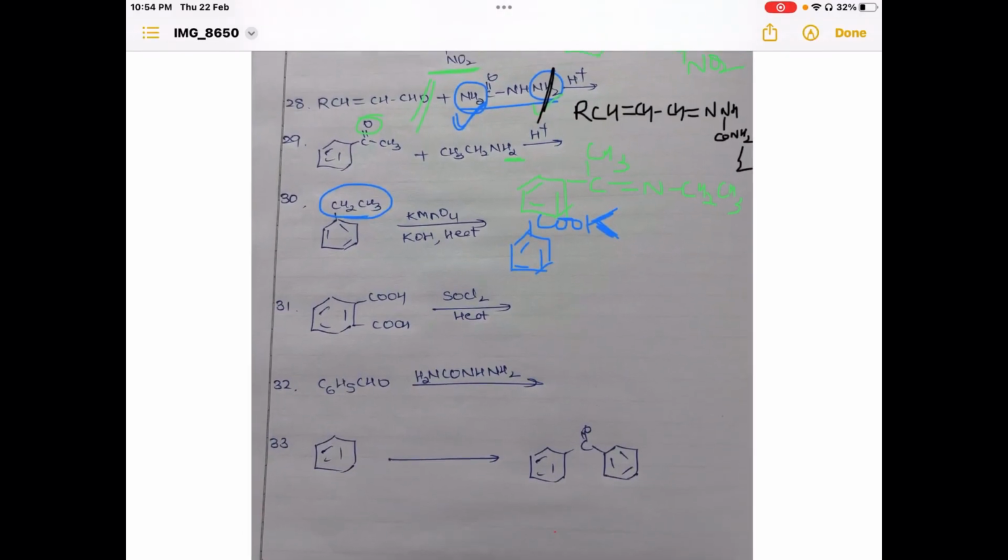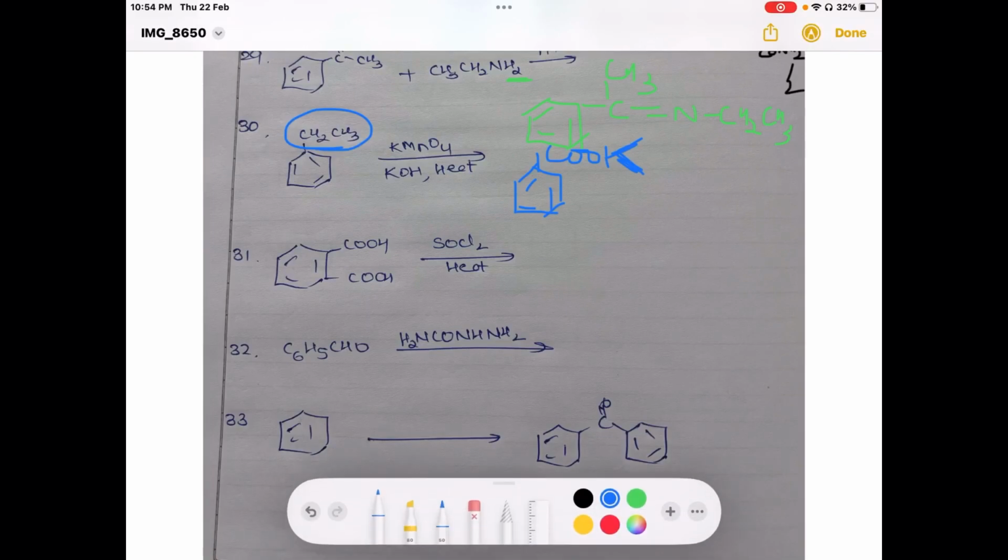Then next we have a reaction with thionyl chloride. So with thionyl chloride, what happens here? The OH is replaced by Cl. So COCl.